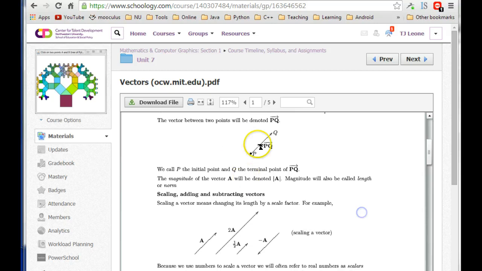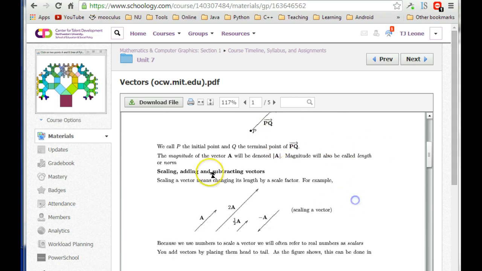So we do talk about that, even though, like I said, in space, you could have a P prime and a Q prime over here, but they're considered the same vector. The magnitude of a vector is denoted with these absolute value symbols around it. And notice here he's using a capital letter A to denote a vector.